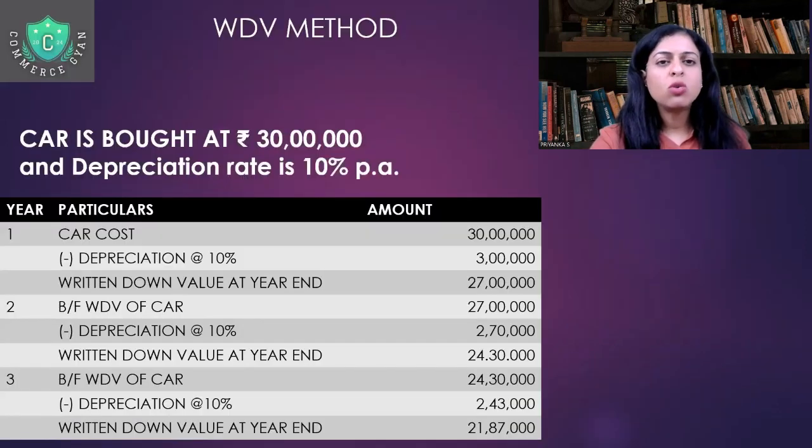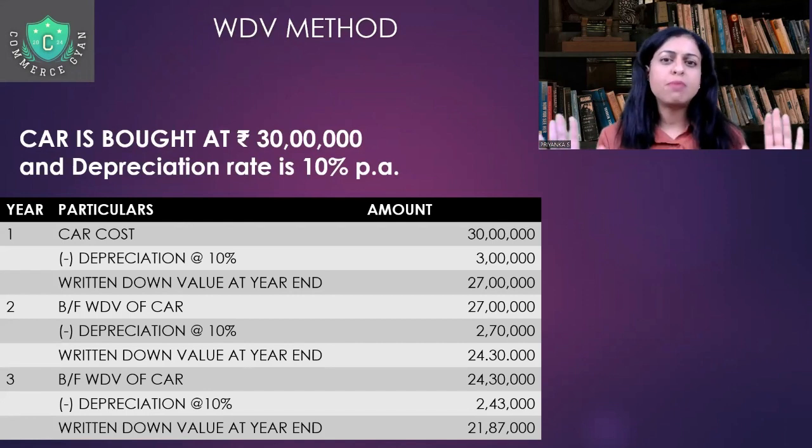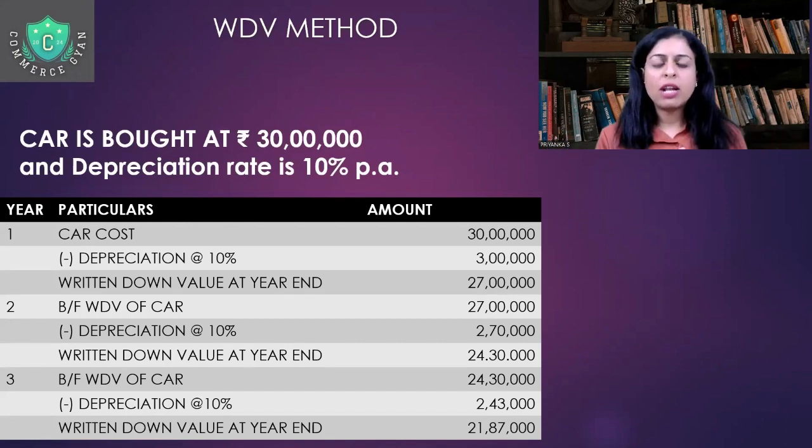So if it is written down value, the car was bought at 30 lakhs. I say I depreciate the car at 10% per annum. So how do I calculate? Look at the example. First thing you are using is the car basic cost, which is 30 lakhs. Against this 30 lakhs, I'm charging a depreciation of 10%. 3 lakhs is the value of the car that is reduced in the first year. So, written down value at the year end. Written down value means after reducing your depreciation, what is the value that remains?